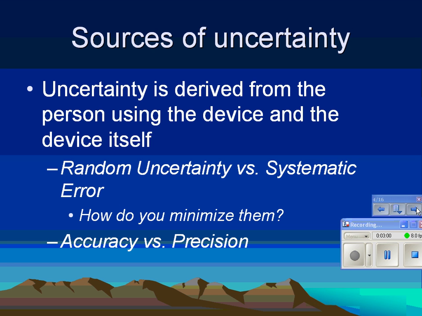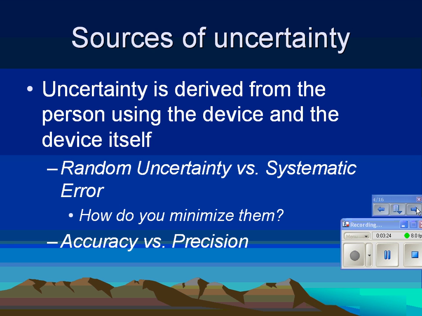Random uncertainty is the uncertainty that occurs because of the person making the measurement. Either the limits of the tool that they're using to make the measurement, or just the way that they take the measurement. Those things will create a certain level of uncertainty in every single measurement. That's random error, or random uncertainty.